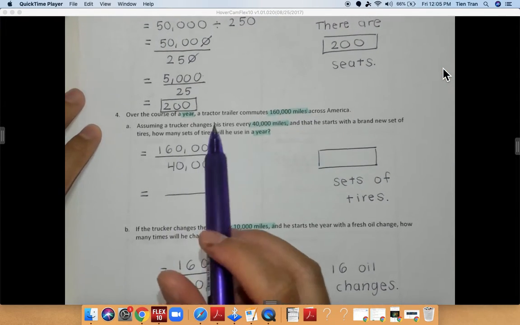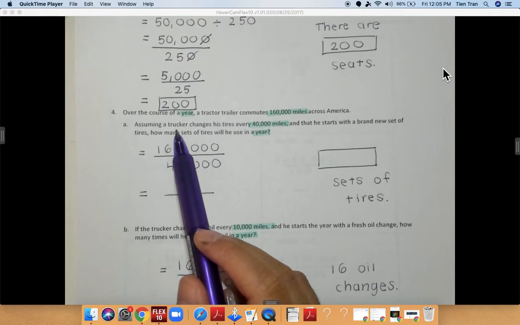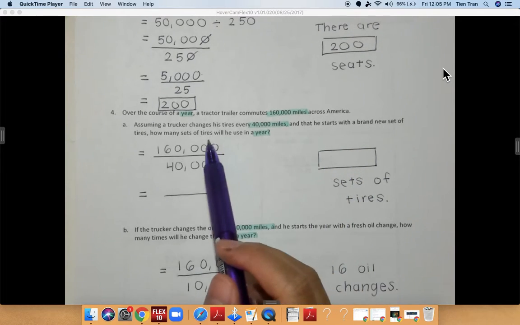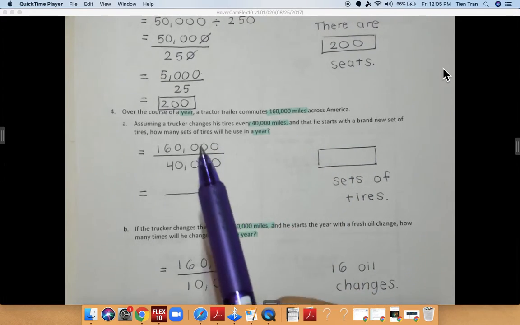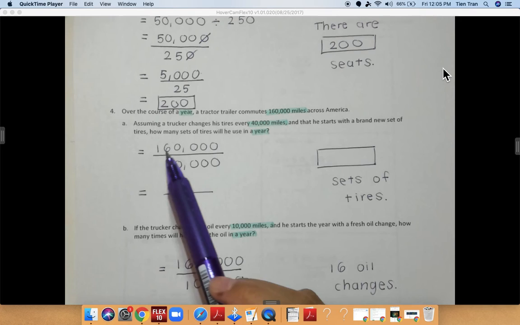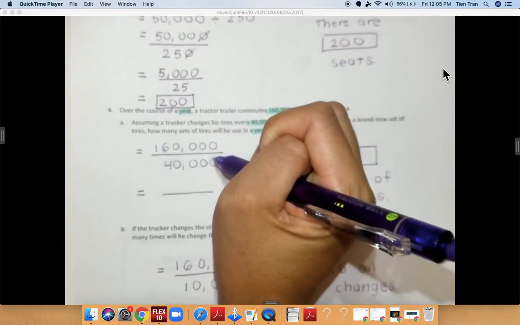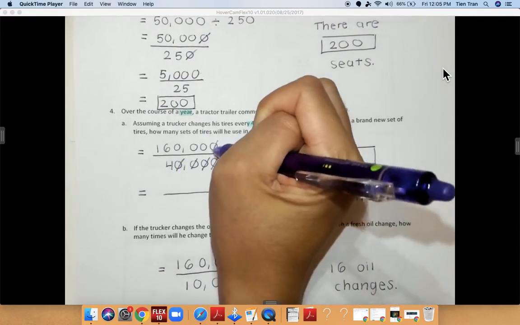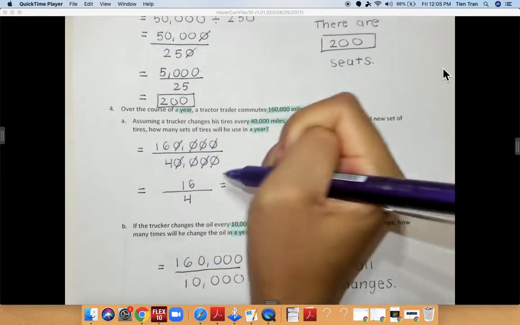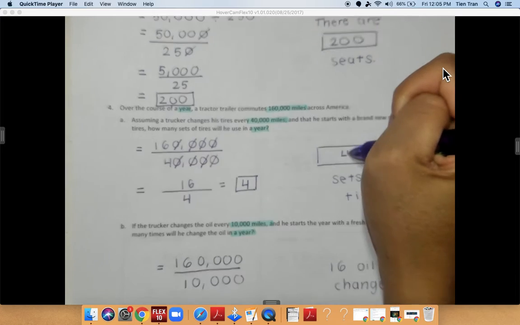Problem 4. Over the course of a year, a tractor-trailer commutes 160,000 miles across America. Assuming a trucker changes his tires every 40,000 miles and that he starts with a brand new set of tires, how many sets of tires will he use in a year? So what we're doing here is dividing 160,000 miles by 40,000 miles, because you're figuring out how many sets of tires he's going to use a year. First thing I notice is there are 4 zeros at the bottom and 4 zeros at the top that I can cross off. Now I have 16 divided by 4. 16 divided by 4 is equal to 4. So that's my final answer. So there are 4 sets of tires.